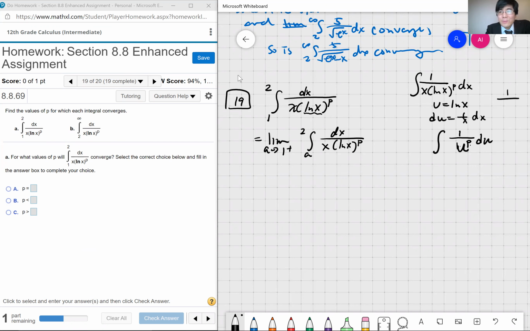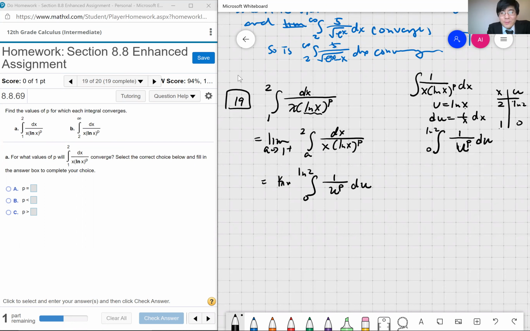And the values we're going to have: when x is 2, it's going to be ln 2, and when x is equal to 1, u becomes 0. So it's going to be from 0 to ln of 2. So this is the integral from 0 to ln of 2 of 1 over u to the power of p du.